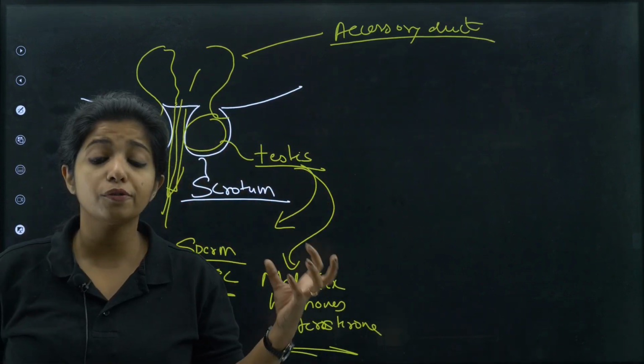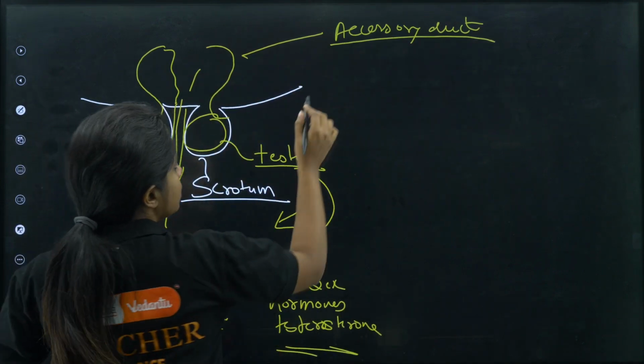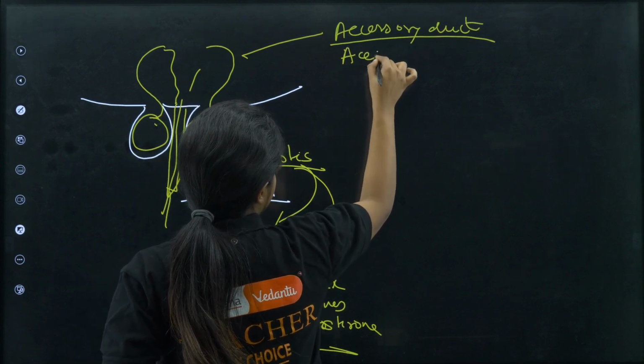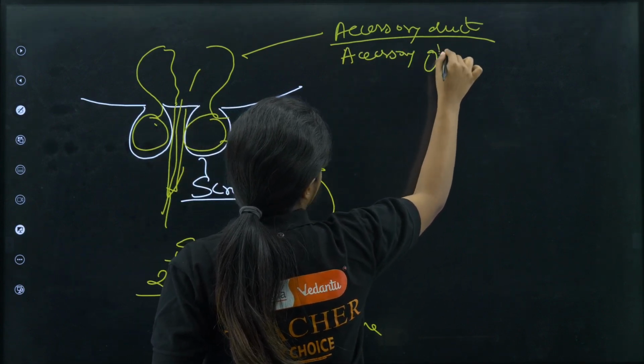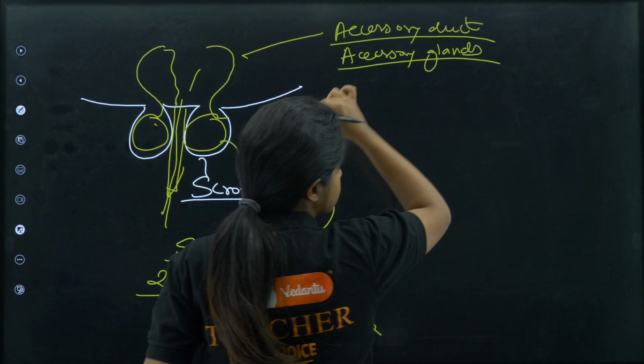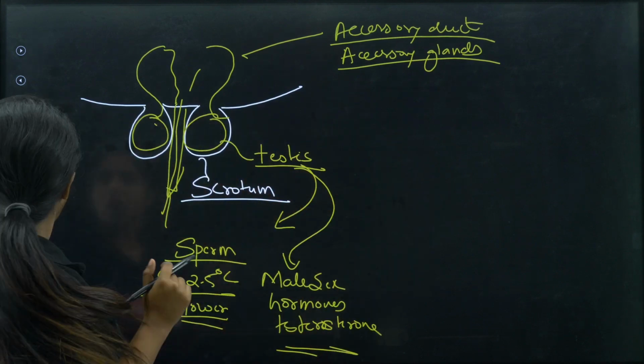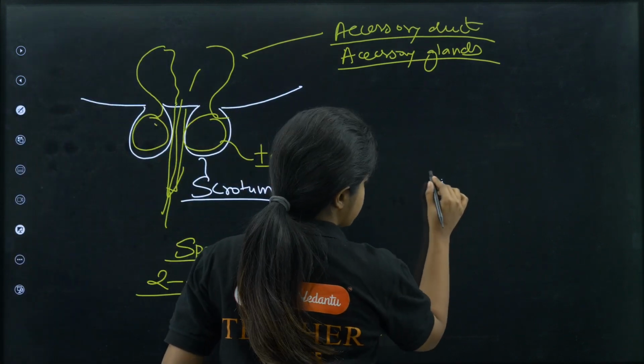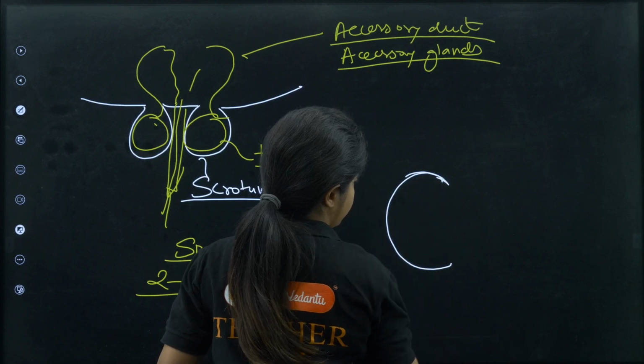Now there should be someone who provides nourishment to the sperms. This is done by the accessory glands. Okay, so let me show you how things work. So over here, suppose this is a testis.